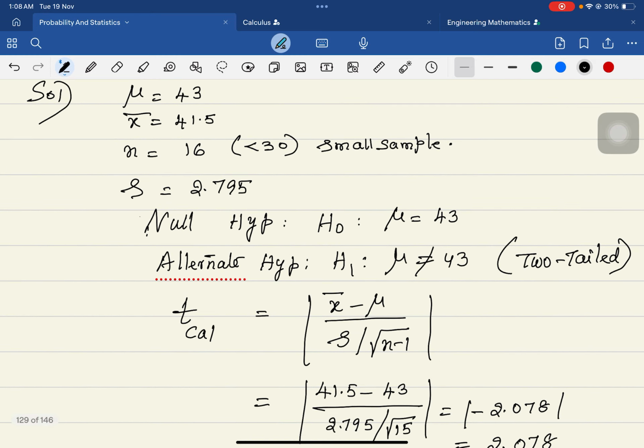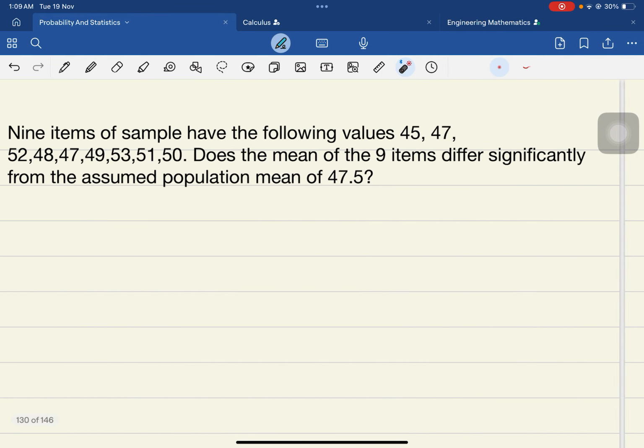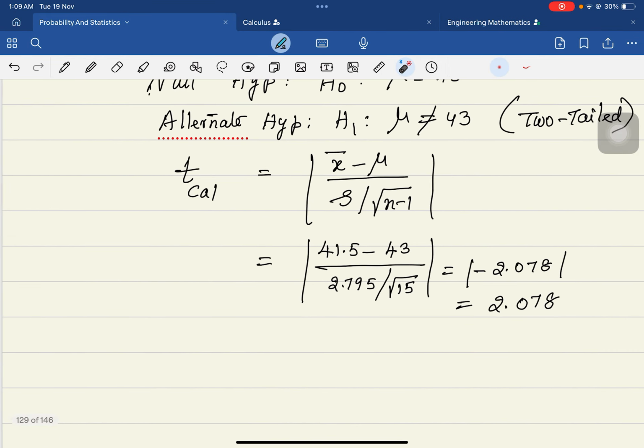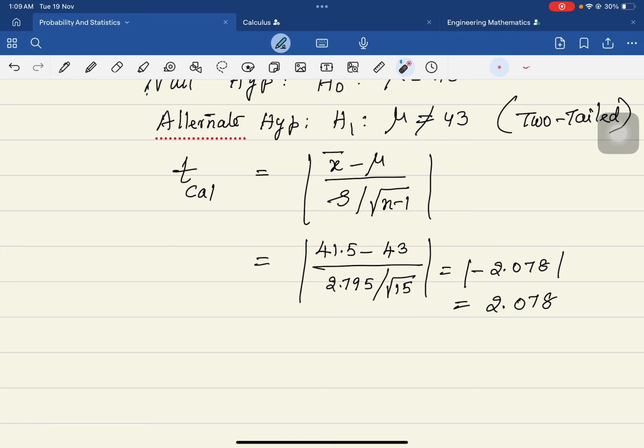And now what is our n here? 16. So 16 minus 1 is 15. 15 is the degrees of freedom. So we have to check 15 degrees of freedom. And what is the value here? At 15, with the 0.05 level of significance, it is 2.131. So 2.13. This is what we have to write down. So let us now go to do this problem with 2.13 as your tabulated value.